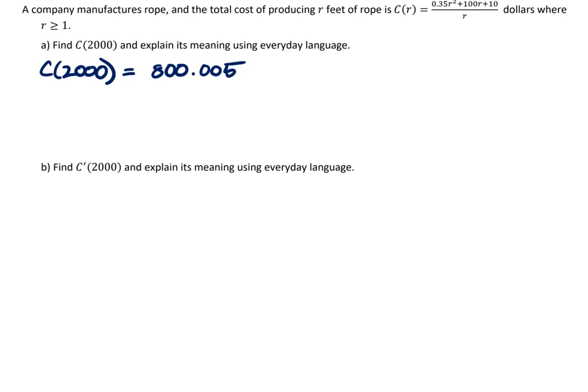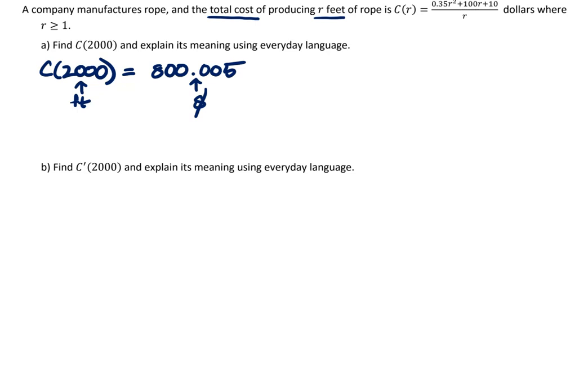So if we read through the question, we have a company manufacturing rope, and our function is supposed to give us the total cost of producing the rope when we make r feet of rope. So the 2000 is feet, and the 800.005 is dollars. So I would say, explaining using everyday language, would be something like: when the company produces 2,000 feet of rope, their total cost is $800.01, which is probably a reasonable place to round that one.